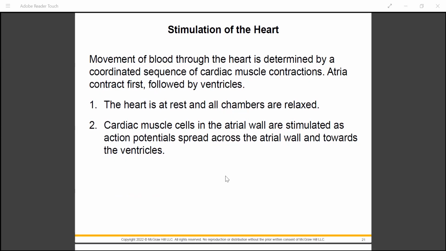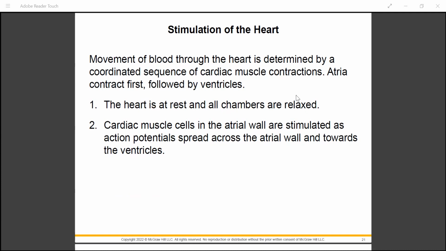So our heart is a coordinated contraction and relaxation to move blood from the atria to the ventricles. So at some points, our entire heart is at rest. All four chambers relax together. So we call that passive filling. So the heart's just relaxed, blood is just filling in.